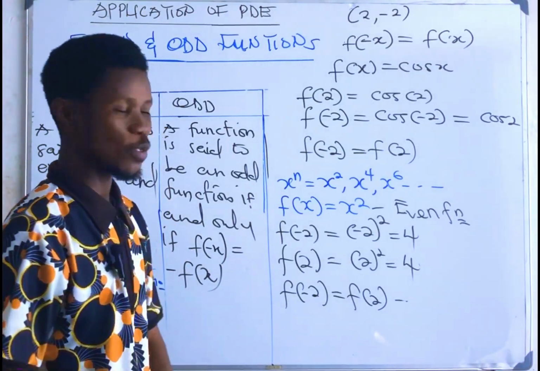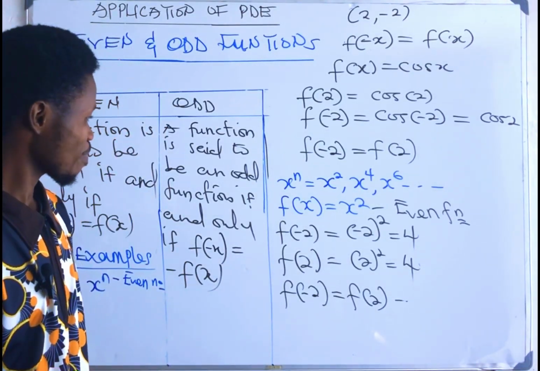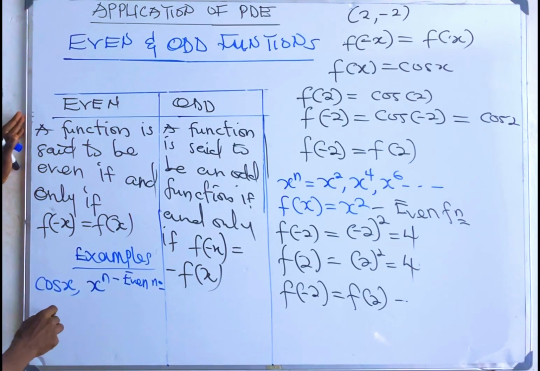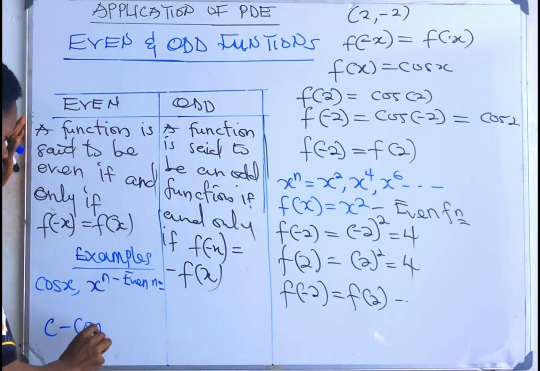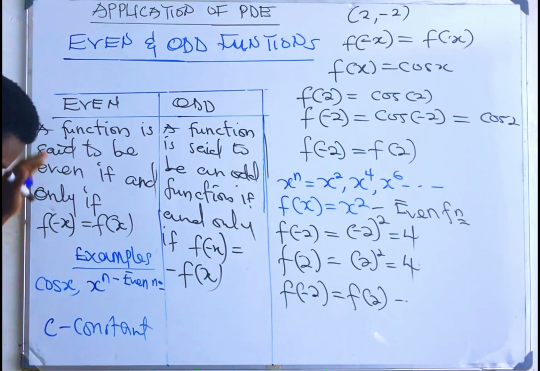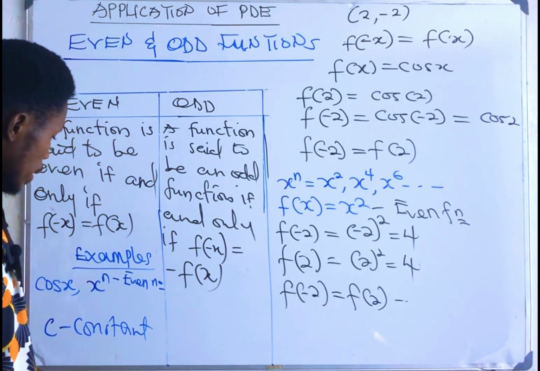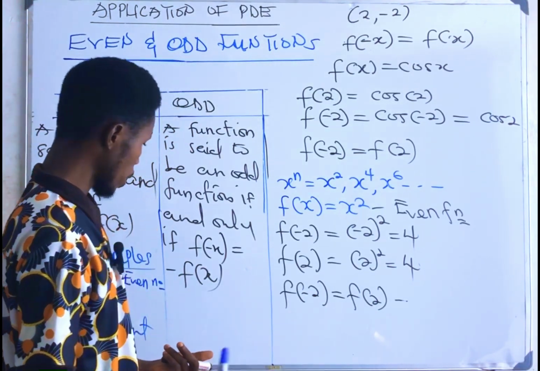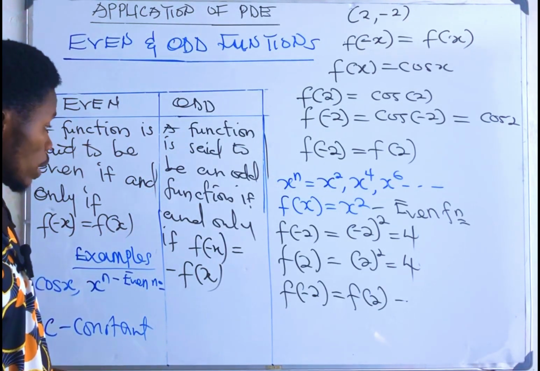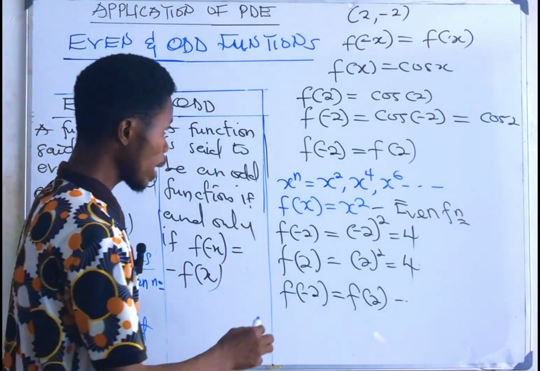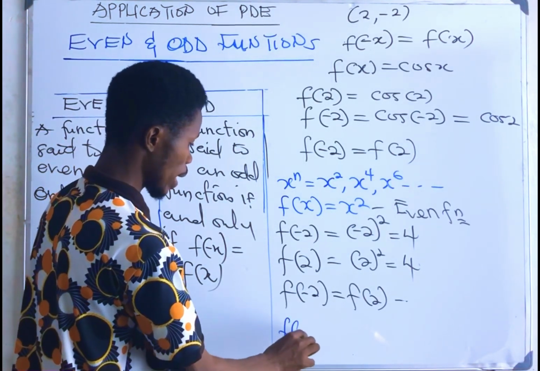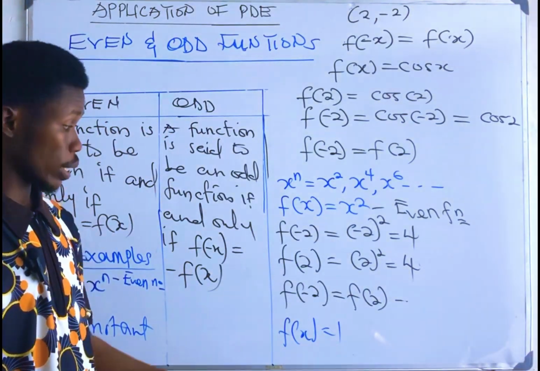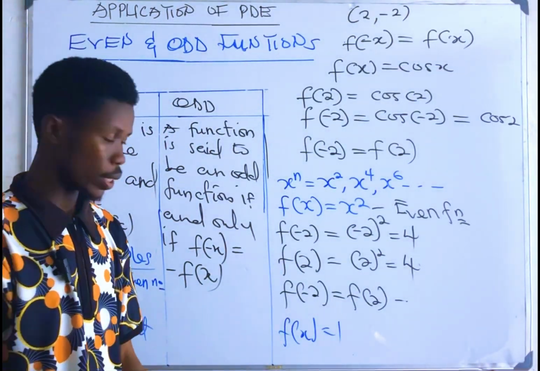Now, let's move on to the next example. We can also have c, where c is what? Constant, okay? Where c is constant. So let's see. Why are we saying that when c is constant? In the sense that, let's say if I have f at x equals 1, 1 is a constant, 2 is a constant, 3 is a constant.